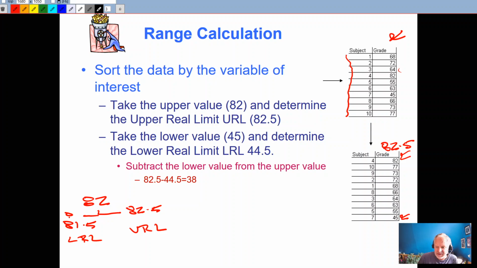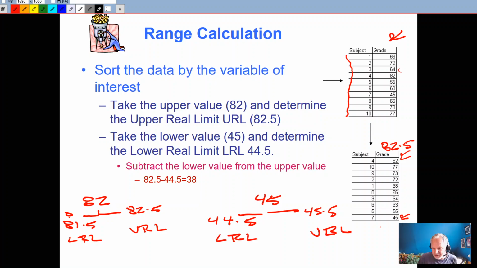Now the lowest score is 45, and the limits for 45 are 44.5 and 45.5. So this is the lower real limit, and this is the upper real limit. The lower real limit is what I want, so it's 44.5. So I just do the math. 82.5 minus 44.5 is 38.